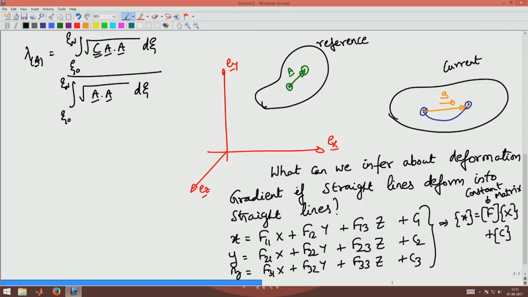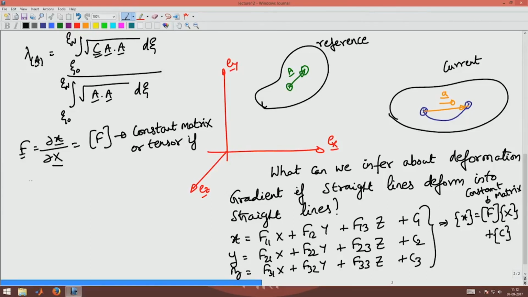Okay. So, what we infer from here is that the deformation gradient F, which is dou x by dou capital X, would be this matrix F. This is a constant matrix or tensor if straight lines deform as straight lines.